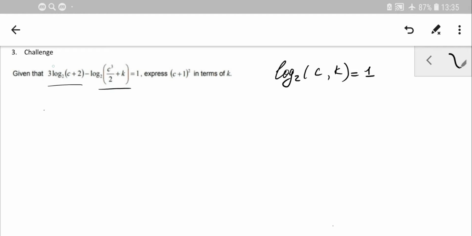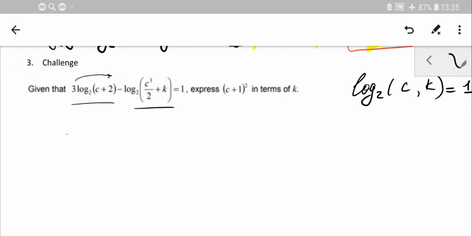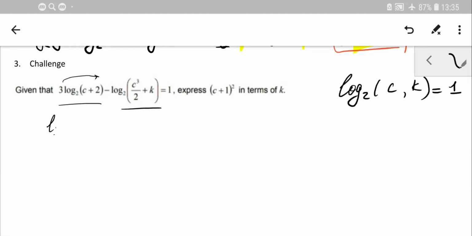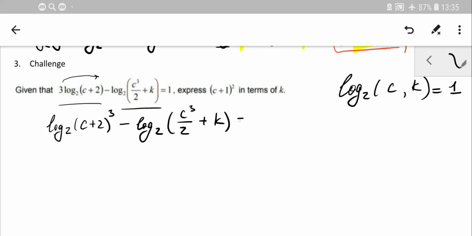Again, using the property, we lift up 3 to the very top, and that's why we'll get log 2 of (c plus 2) cubed. Then we subtract log 2 of c cubed over (2 plus k), and that equals 1. Okay, that's good. Right now we apply the formula for the difference of logs.